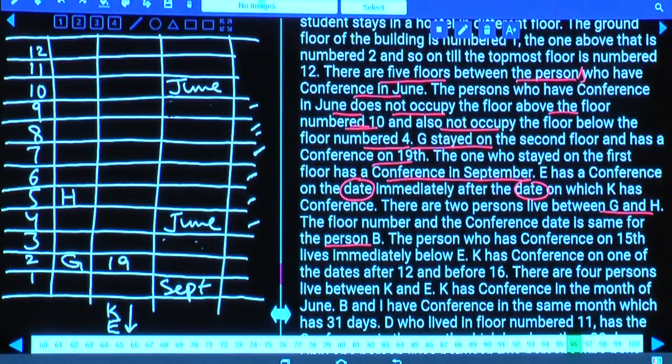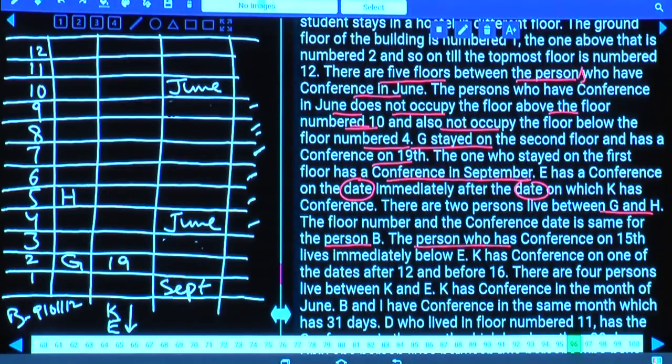And this is again a very crucial point. The floor and the date are the same for person B. Then tell me what could be the possible dates or the possible floors of this B. 9, 10, 11, 12, because the dates are from 9 to 20 and the floors are from 1 to 12, isn't it? Hence 1 to 8 is not possible for this B. Hence this B must be either 9th date 9th floor, 10th date 10th floor, 11th date 11th floor, or 12th date 12th floor. B must be on one of these 4.